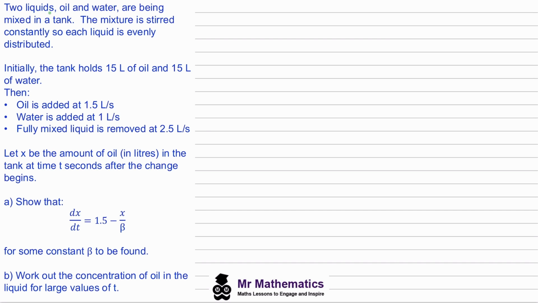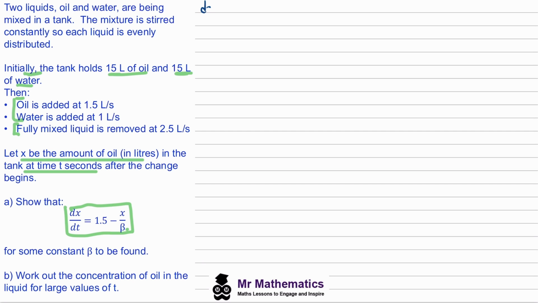So we're told that two liquids, oil and water, are being mixed in a tank, and the mixture is stirred constantly so that each liquid is evenly distributed. Initially, the tank holds 15 litres of oil and 15 litres of water. We have our inflow and our outflow, and we're told to let X be the amount of oil in litres in the tank at time t seconds after the change begins. We need to set up the differential equation and work out beta.